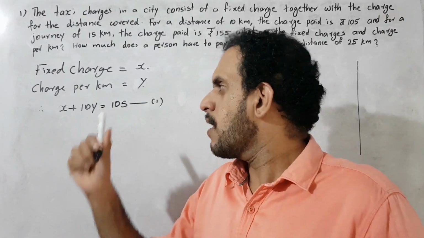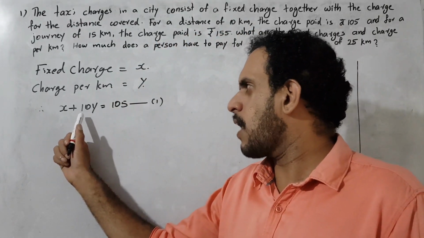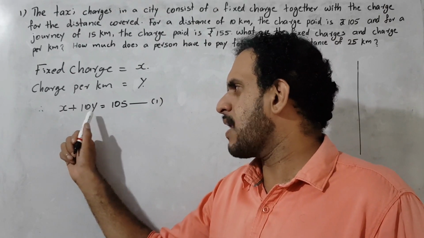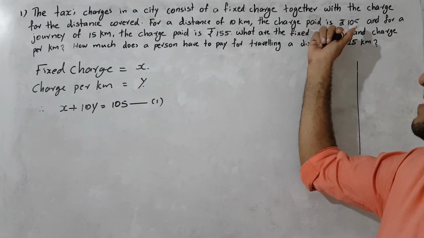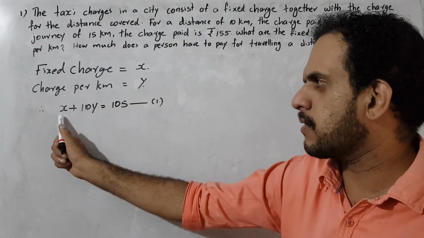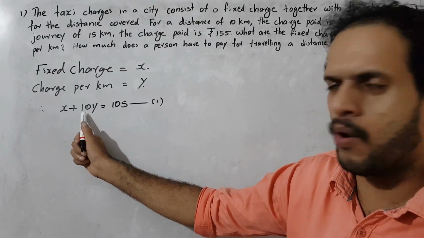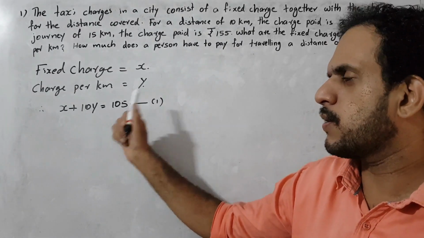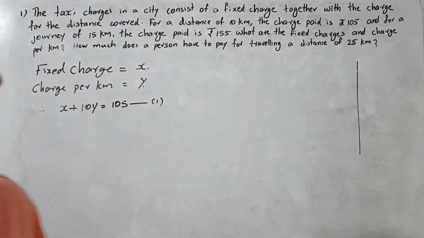Multiply. So here we cover the 10 kilometer. So the total amount to cover the 10 kilometer is 10y. Therefore, the total cost is equal to fixed charge plus the charge for covering 10 kilometer, that is 10y, is equal to 105. Okay. Then, how do we find the second one?